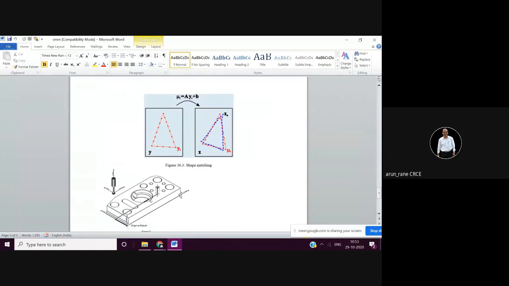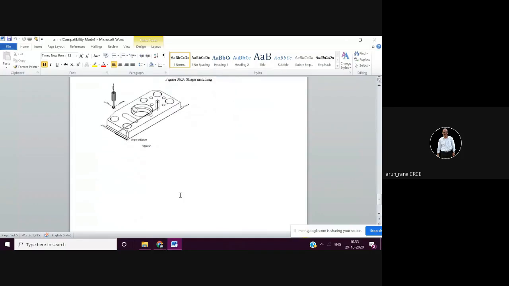Another example of CMM is, this is what a probe is, and this is what different things you have to measure. Suppose you want to measure this dimension, outside dimension, or this width, or this width, or the inside diameter of these holes. This probe will measure this particular component in not more than 5 minutes. Just 5 minutes is sufficient to measure this component.